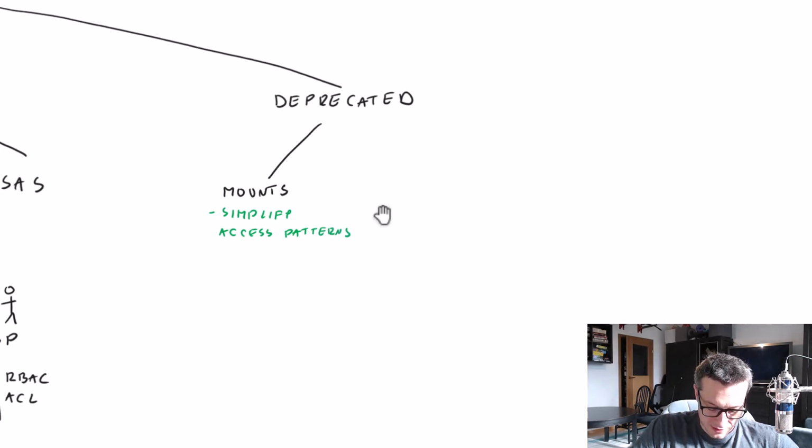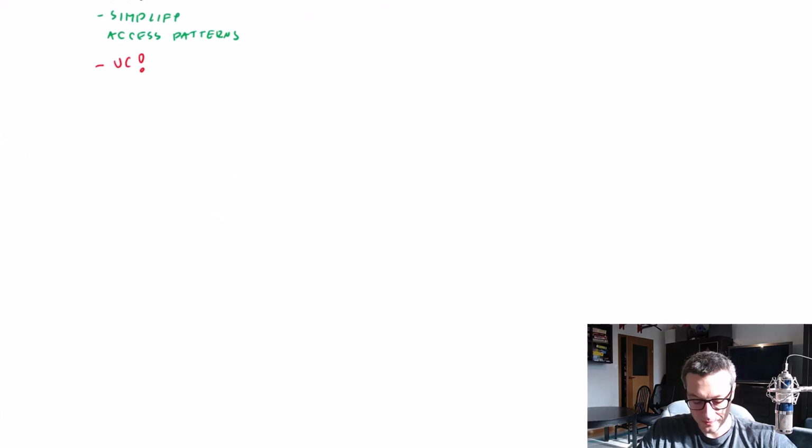The thing is that, well, it has a lot of disadvantages. One of them is that they are not supported with Unity Catalog. So if you want to use Unity Catalog, then forget about mount points. All right, but how does it work? How does it look like?